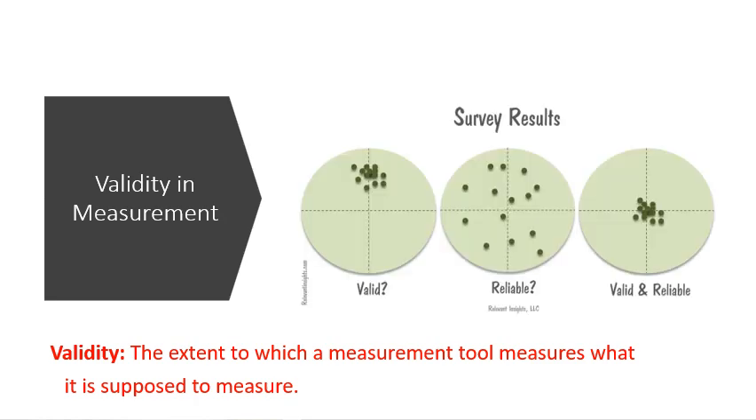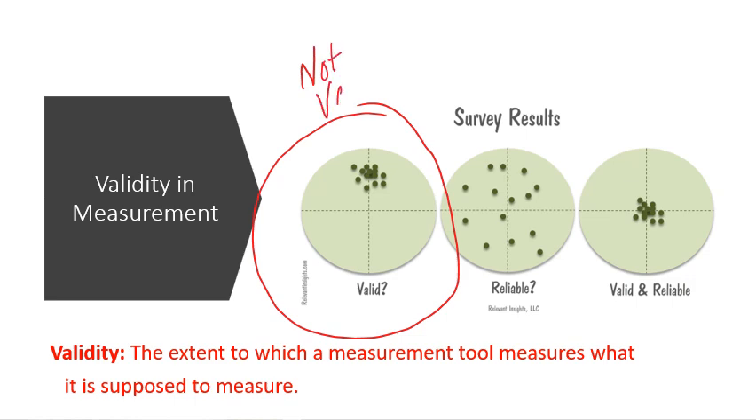So if we take a look at this image, let's concentrate first on this first one. Is it valid? Does it measure what it's supposed to measure? If we're shooting for this target right in the center, we can see that our data are missing the mark. We are not measuring what we're supposed to measure. We're not hitting the center of the target. This measure is not valid. We'll revisit this image later.